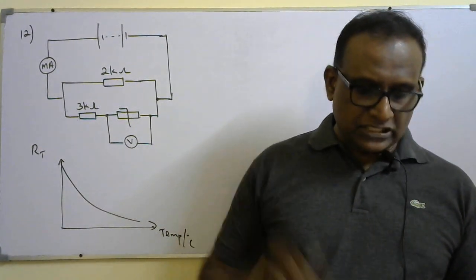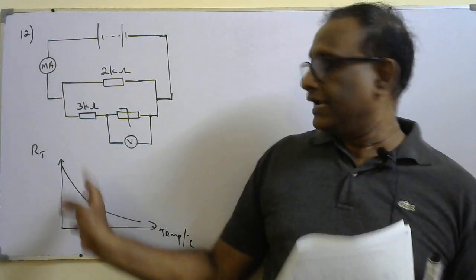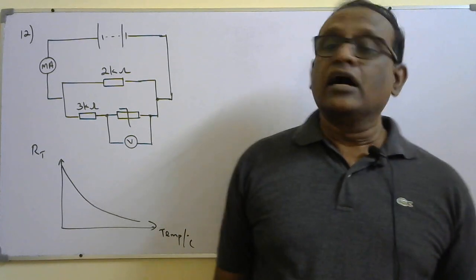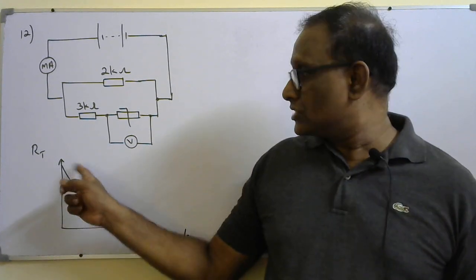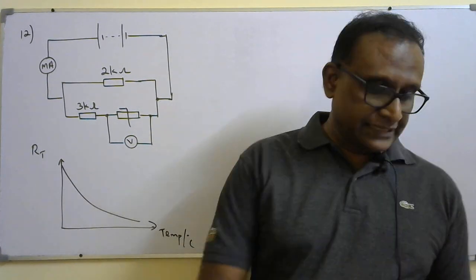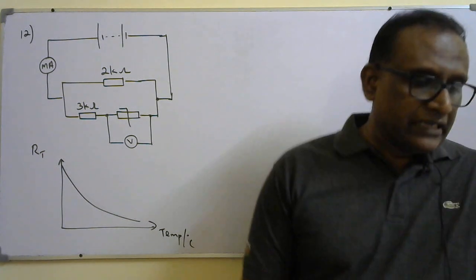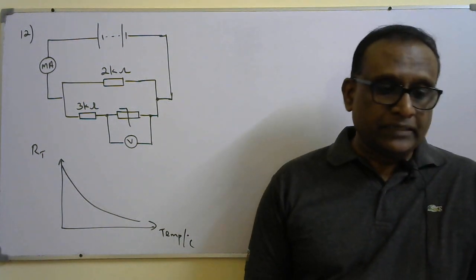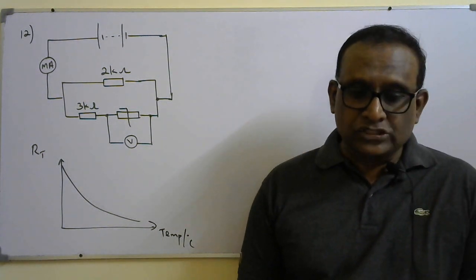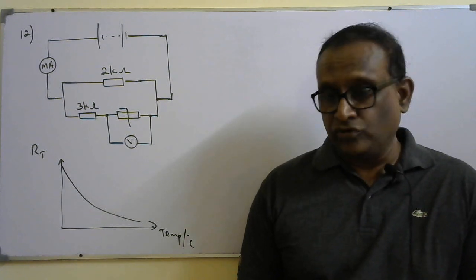Okay, question number 12. These two diagrams, a circuit and a graph, are given. The graph shows the variation of the resistance of a thermistor with temperature. The question: determine the millimeter reading when the temperature of the thermistor is 54 degrees.